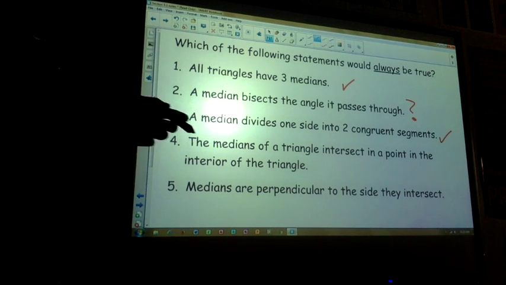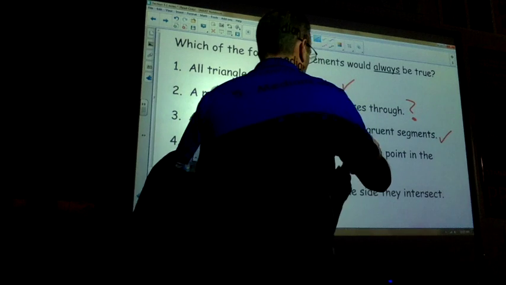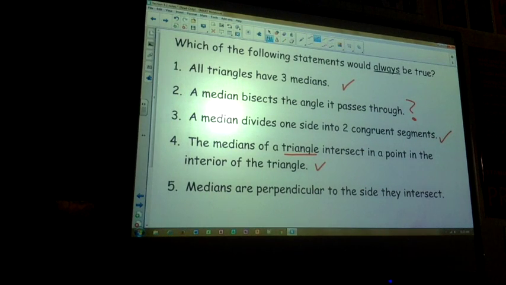So the medians in a triangle, I think the important part here is triangle. So yes, I think that would work. The medians are perpendicular to the side that they intersect.